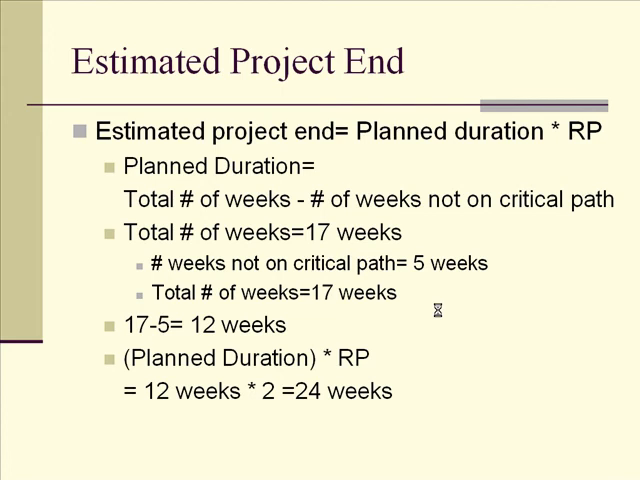Next, we will look at estimated project end, which is the planned duration divided by the rate of performance. Planned duration is the total number of weeks minus the number of weeks not in the critical path. The total number of weeks is 17. Those not in the critical path amount to 5. 17 minus 5 equals 12 weeks for the planned duration. 12 times 2, the rate of performance, gives us 24. So the project is estimated to last 24 weeks, which is actually twice as long as it would be expected judging from the duration of the first 3 tasks.